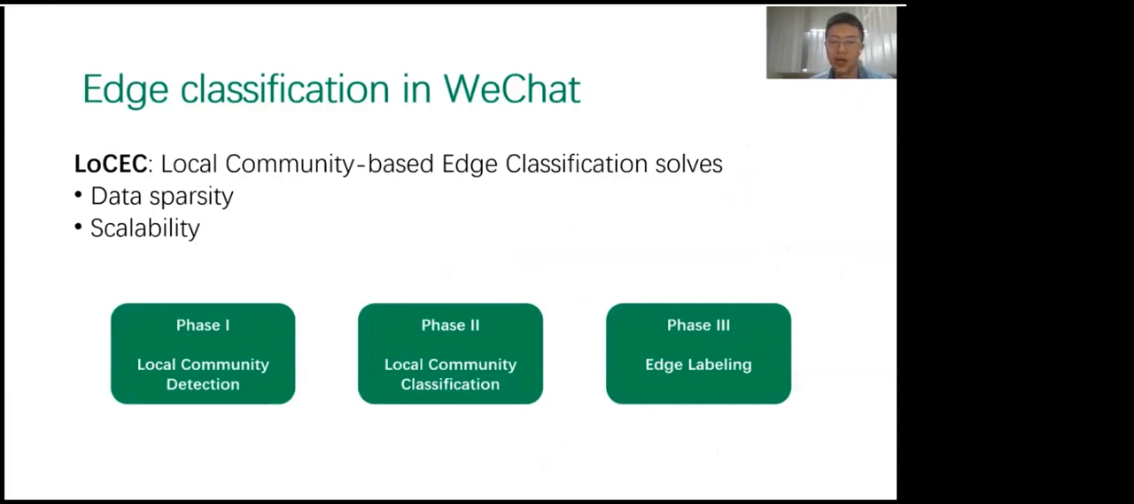With this motivation in mind, we have developed our algorithm called LOCEC, which is the Local Community-Based Edge Classification Algorithm. It solves the data sparsity problem as well as the scalability problem with three phases. In the first phase, we divide the entire network into multiple ego networks. In each ego network, we perform community detection, which generates the local communities. In the second phase, we perform the local community classification, which classifies each local community into a predefined social type. In the third phase, we perform edge labeling by comparing the results of the local community classification in phase 2 between the two end nodes of each edge.